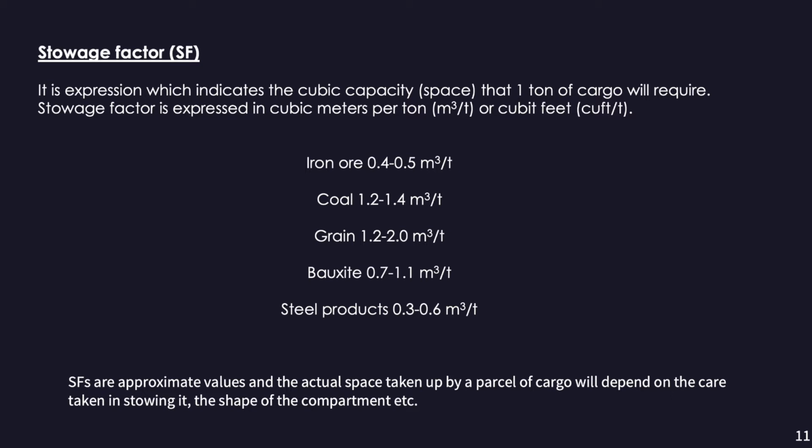Iron ore 0.4 to 0.5 cubic meters per ton. Coal 1.2 to 1.4, grain 1.2 to 2.0, bauxite 0.7 to 1.0, steel product 0.3 to 0.6 cubic meter per ton. Stowage factors are approximate values, and the actual space taken up by a parcel of cargo will depend on the care taken in stowing it, the shape of the compartment, etc.